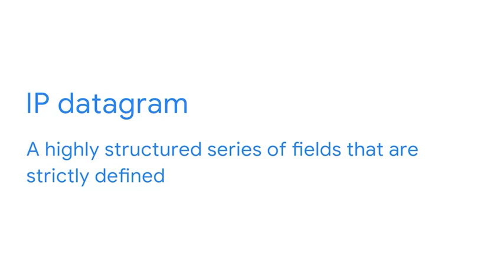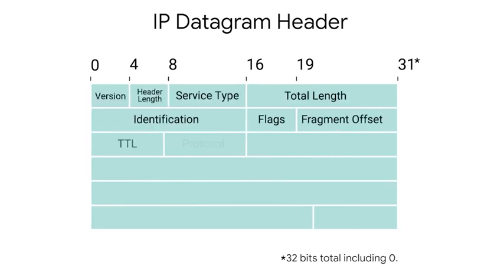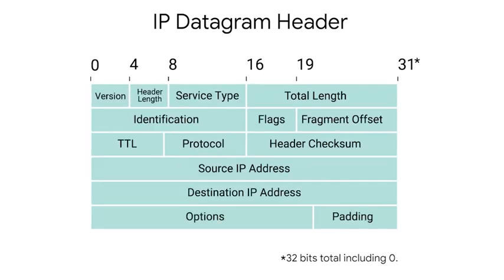Just like how the data packets at the Ethernet layer have a specific name, Ethernet frames, so do packets at the network layer. Under the IP protocol, a packet is usually referred to as an IP datagram. Just like any Ethernet frame, an IP datagram is a highly structured series of fields that are strictly defined. The two primary sections of an IP datagram are the header and the payload.